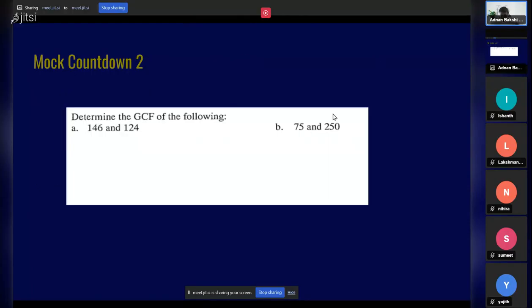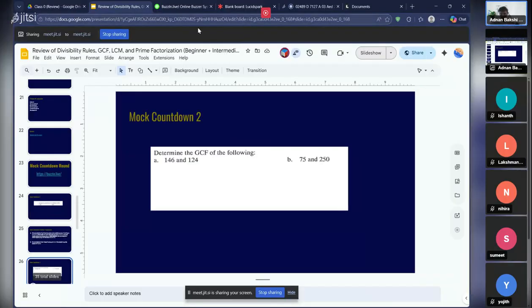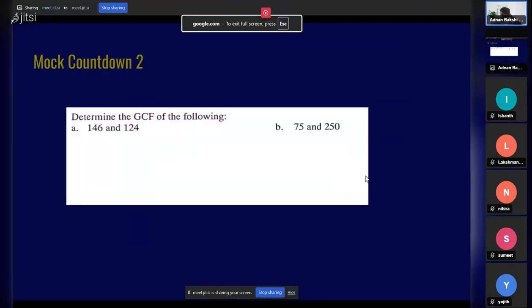Next. You guys need to determine the greatest common factor of A and B. You have to clear it quickly, like before you read out the problem. Oh, my bad. Okay. So determine the greatest common factor of the following. For A it's 146 and 124, and for B it's 75 and 250. A and B are separate problems, so don't get confused.